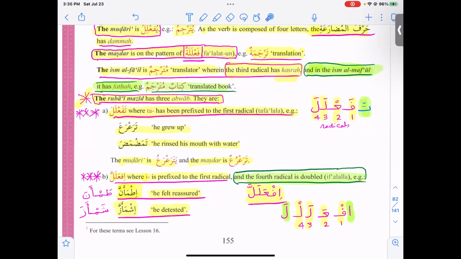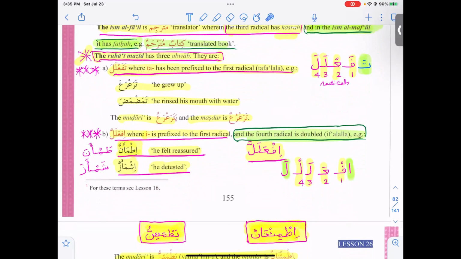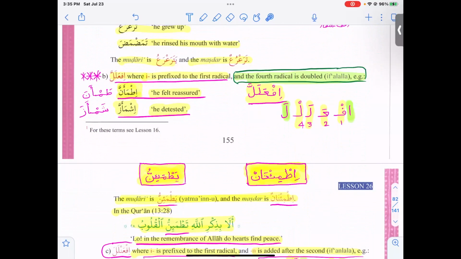Now some of them will come in the Quran. When you read it, you will connect it in your mind. So now the mudari' is itma'anna yatma'innu. No dhamma, remember. Now it is no longer four letters, it's more than four letters, so it became fatha. Itma'anna yatma'innu. And what is the masdar? Very easy, everybody knows: itmi'nan. Itmi'nan ho gaya, I'm satisfied, I'm happy.